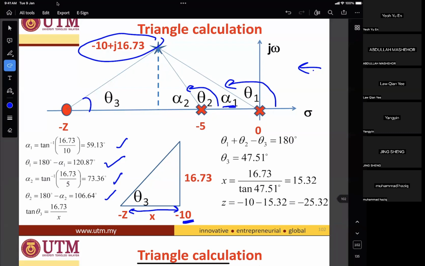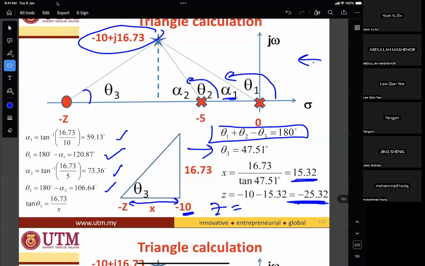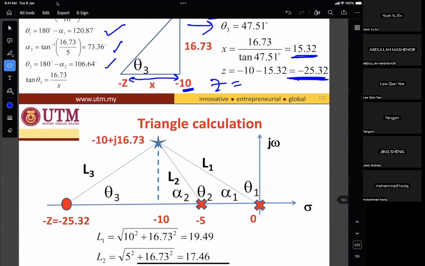So what I did is use the angle criteria. Then you get theta 3, which is 47.51. And use this angle to find the x: 16.73 divided by tangent 47.51. So you will get 15.32. And the distance, so the z value is at minus 25.32. Okay, which is here.